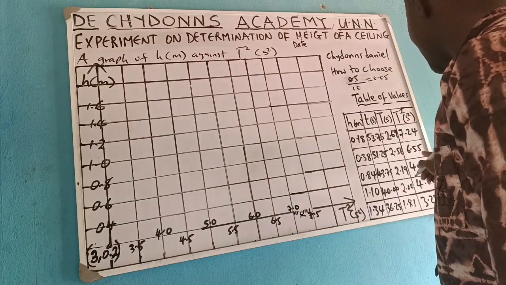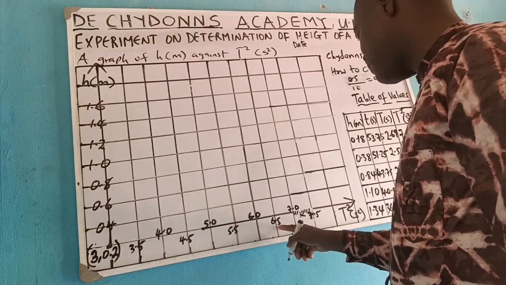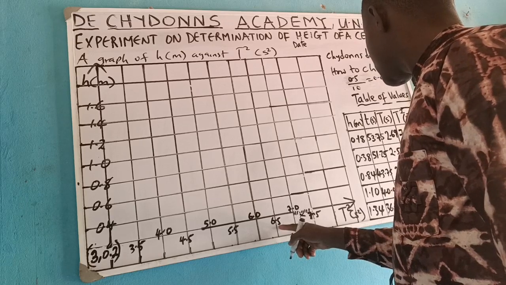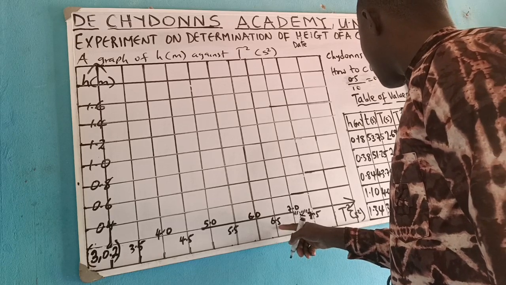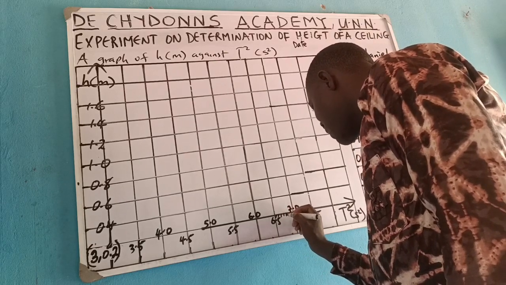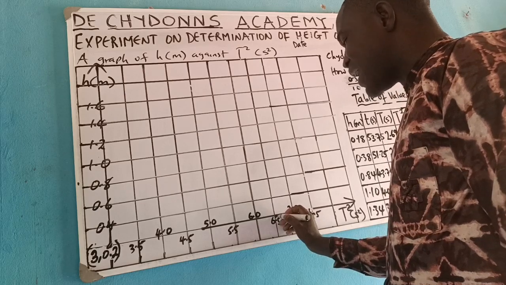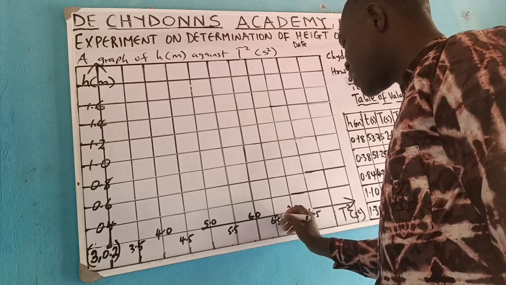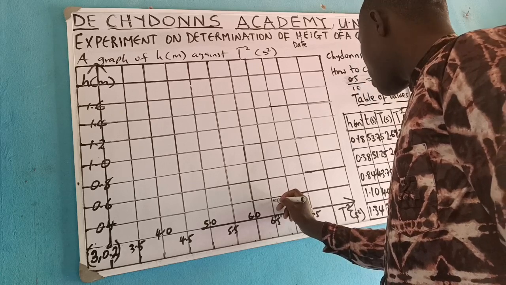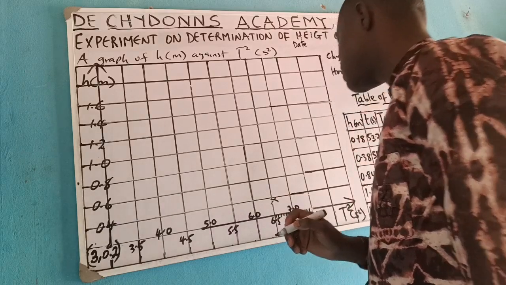0.38 against 6.55. This is 6.5, then plus 0.05. Okay. 1, 2, 3, 4, 5, 6, 7, 8, 9. 6.55 will be at the next line, and 0.38 will be somewhere close here, close to 0.4. We have this point here.